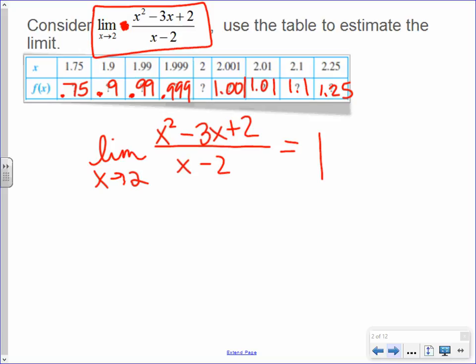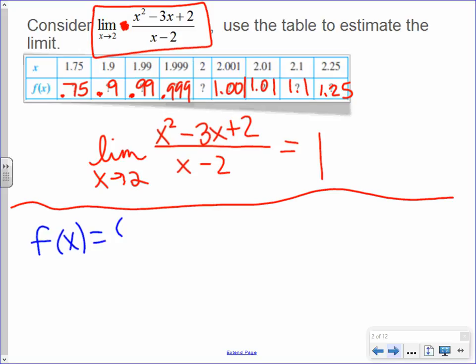What's more important is what's happening graphically. So let's talk about this graph. Logan, tell me what you did with the equation. I factored the top. Okay, so Logan looked at our function and he factored the top to x minus 2 times x minus 1.